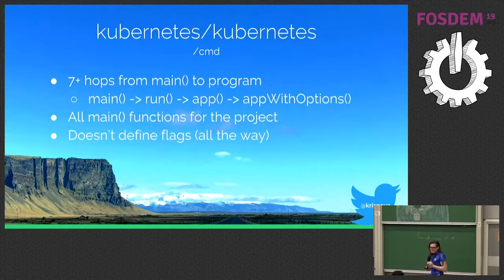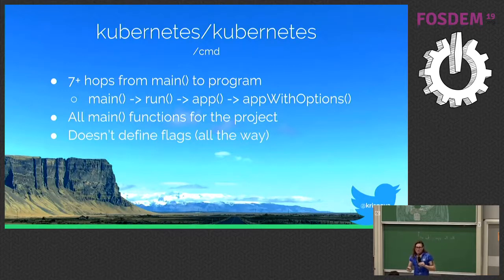The CMD directory. Usually, on average, there are about 7 hops from the actual main function to where the program actually starts going into business logic and taking action. Everything else is sort of a formality of how we build Kubernetes. That's really annoying for new developers as well: even just to find where the code starts, you have to dig about 7 hops in.